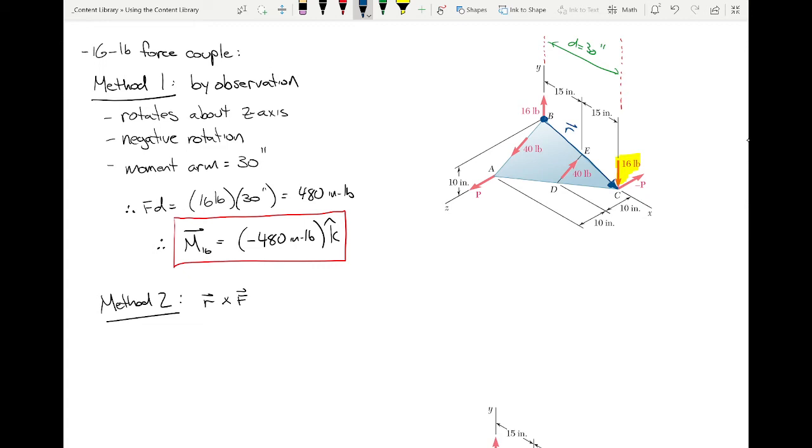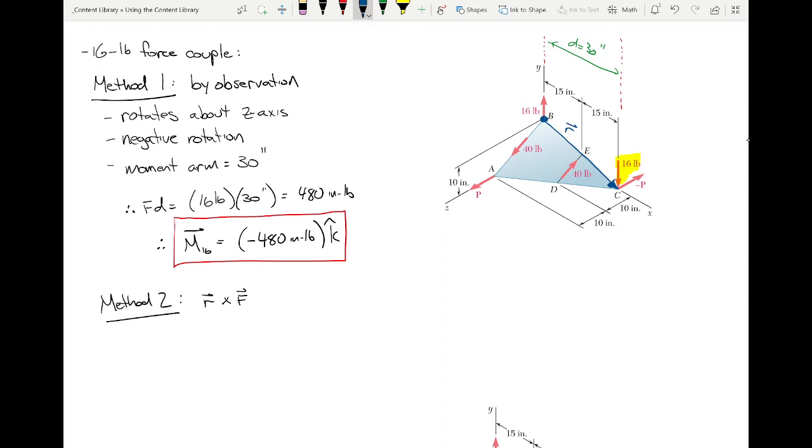Okay? So when we use the R cross F analogy, the idea is that first off, we have to pick a point, okay? And so since we're dealing with a force couple, I think it's easiest to just pick a point that lies on the line of action of one of those forces. Doesn't really matter which one, okay? So since I'm picking this as my point, we're going to say that this is my force, and we're going to say that R starts at B and points to that line of action, okay? So watch what happens, okay?